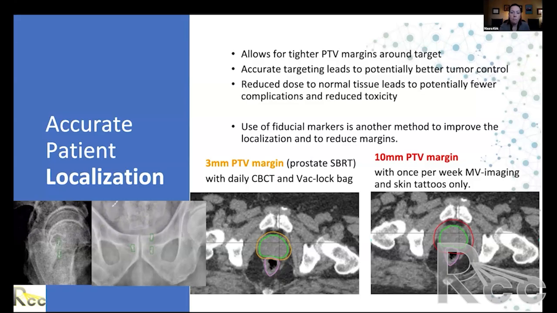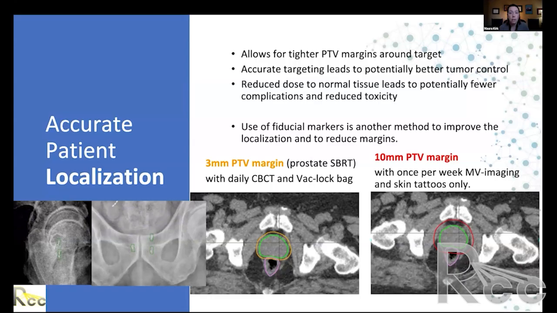And so in this example, it indicates a 3 millimeter PTV margin for a prostate SBRT was able to be used with daily cone beam and using a VAC-LOCK bag on the patient's pelvis, which we'll show later, as opposed to a 10 millimeter margin, which would typically be used if you're doing once a week imaging and you're just using your skin tattoos. The prostate can move around a significant amount based on bladder and rectum filling.